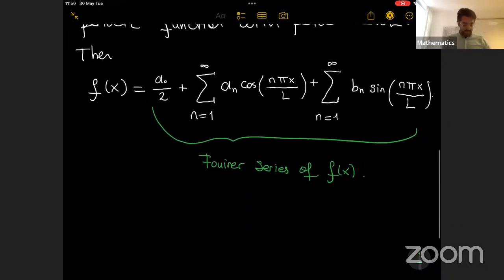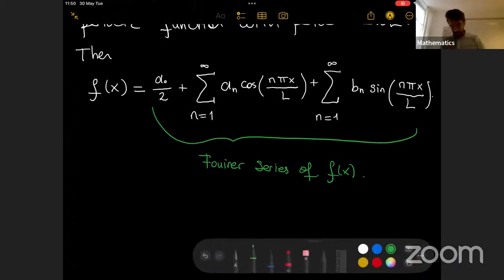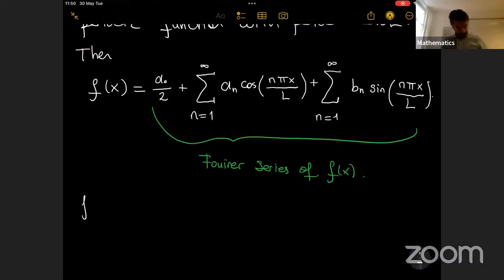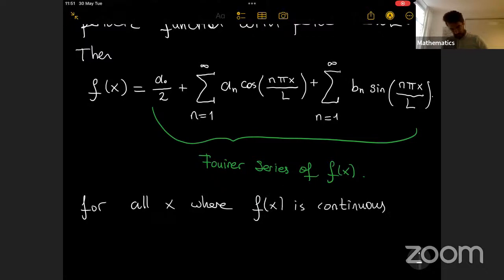I should say this equality holds when f is continuous at x. Otherwise, we need to change it a little bit. Equality holds for all x where f is continuous. So if f is continuous at a point, at this point we have this equality.